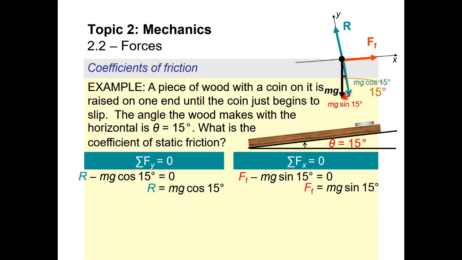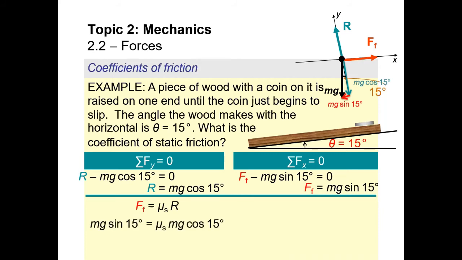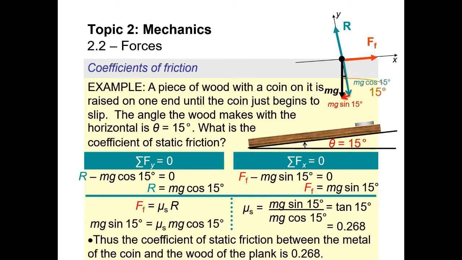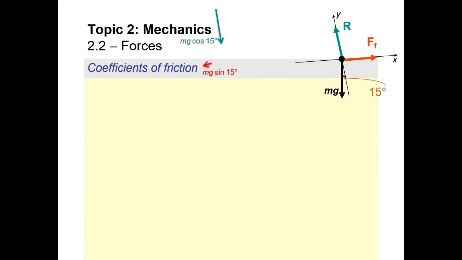The coin is about to slide, so it is static friction. So static friction equals the coefficient of static friction times R. Substituting values, and the mg's cancel out, gives us tan 15 degrees. Tan 15 degrees is 0.268. Thus, the coefficient of static friction between the metal of the coin and the wood of the plank is 0.268.